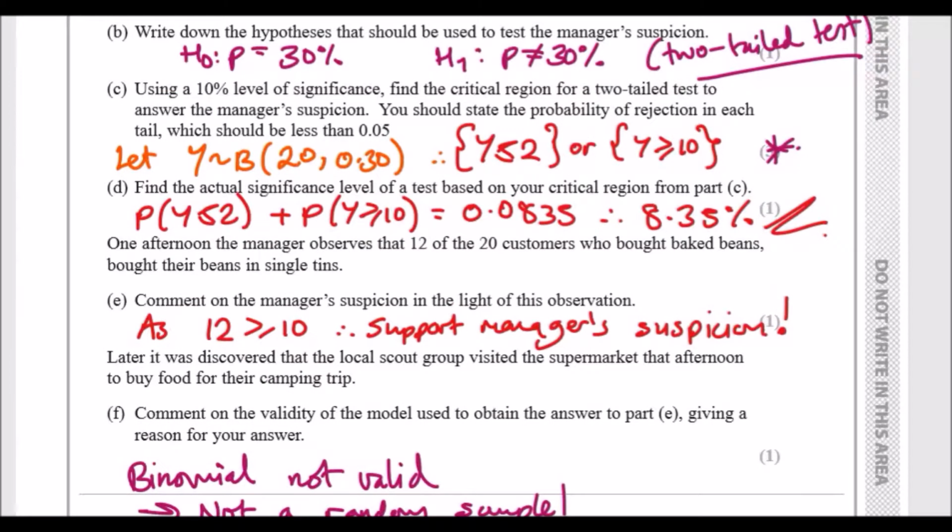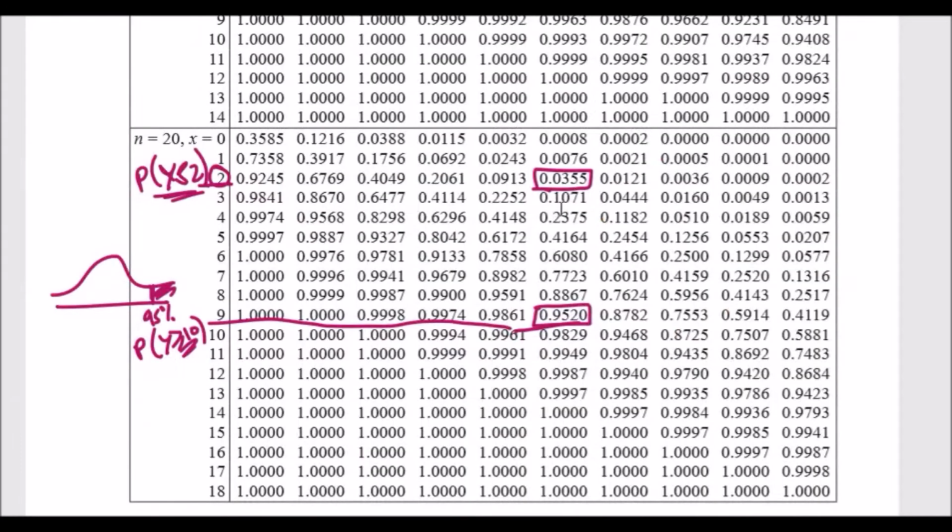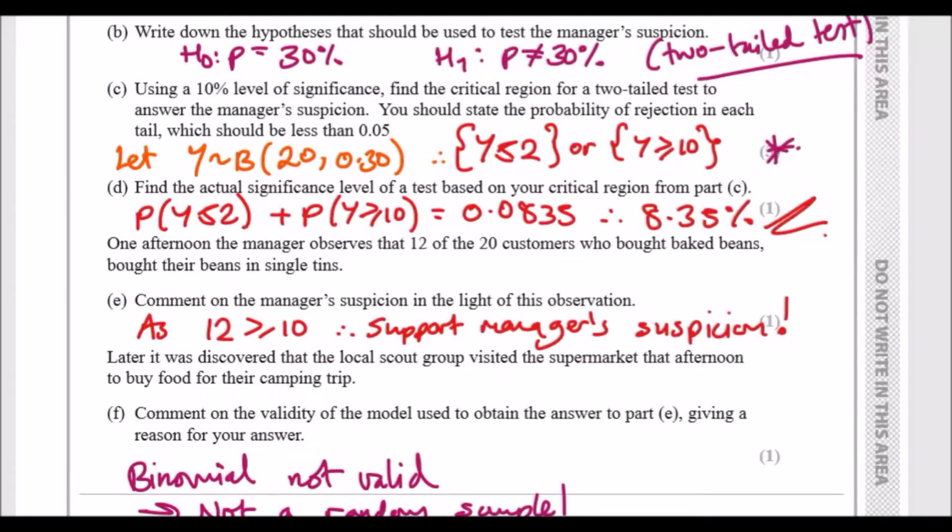Okay, D. Find the actual significance level of a test based on your critical region. So this is dead easy. This is just basically the probability values of what you just found. So that's what it means by actual significance level. So if we realize we had the probability y less than or equal to 1, it was like 3 point something, wasn't it? It was this value here, 0.0355. So that's the value for this one, 0.0355. And probability y greater than or equal to 10.